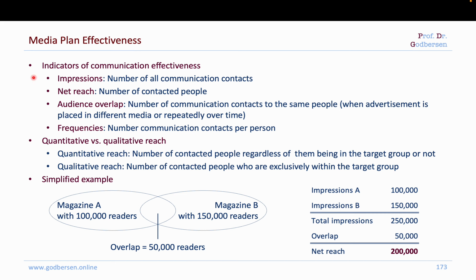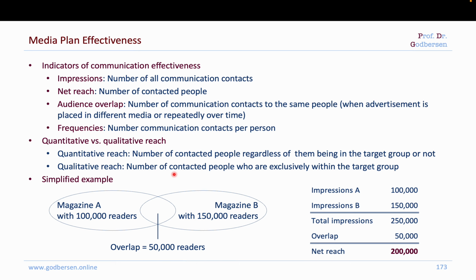Now, with the impression net reach, there you can look at quantitative and qualitative reach. The quantitative reach is all of the contacts our advertisement has, regardless if these contacts are members of a target group or not. The qualitative reach is just the members of a target group. How many members of a target group could our advertisement contact reach?